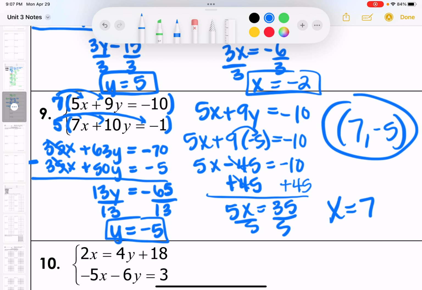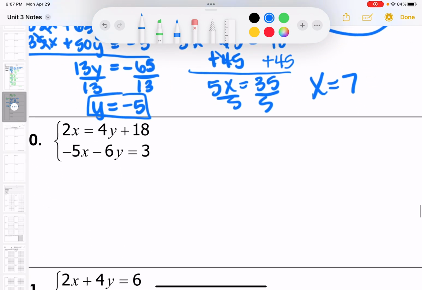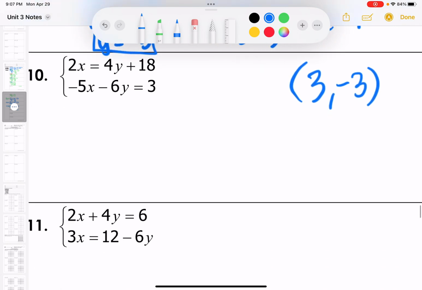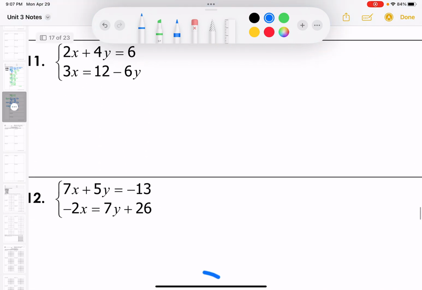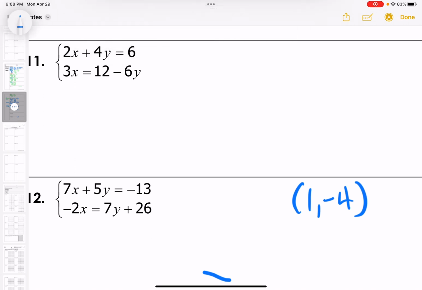All right, I'm going to skip 10. If you want to do it by yourself, the answer is 3, negative 3. And I'm also going to skip number 12, but the answer is 1, negative 4 if you want to do that one. We're going to do 11 together because it is also another one with one of the special solutions.